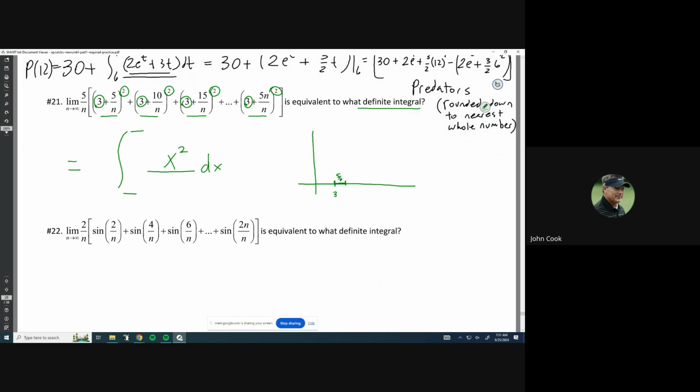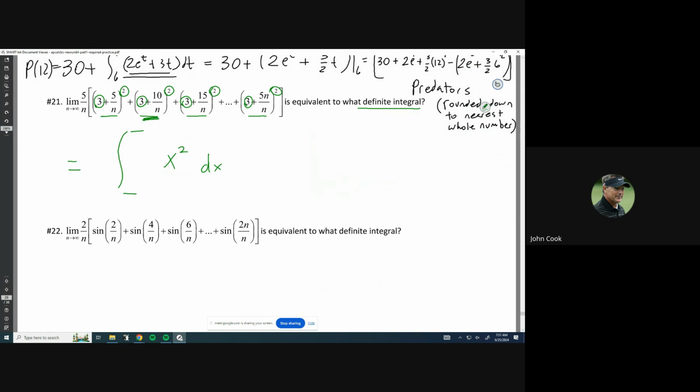over n, and I'd add on another one. Another 5 over n added onto it would be 3 plus 10 over n, which would be the next value after that, this one here. See, it just keeps moving the intervals over. That's what the sequence does. It just represents the x value, okay? You don't need to know that for this problem at all. You don't need to graph this out. You just need to identify the parts that lead you to this definite integral.